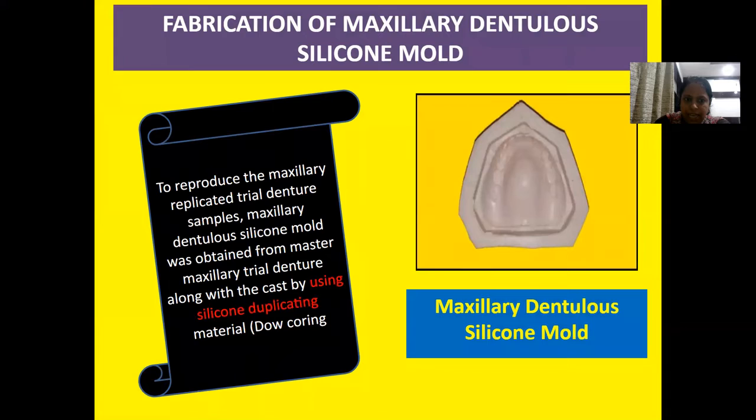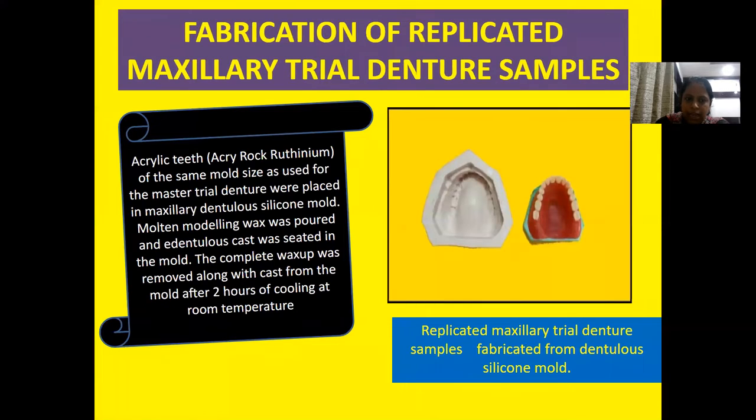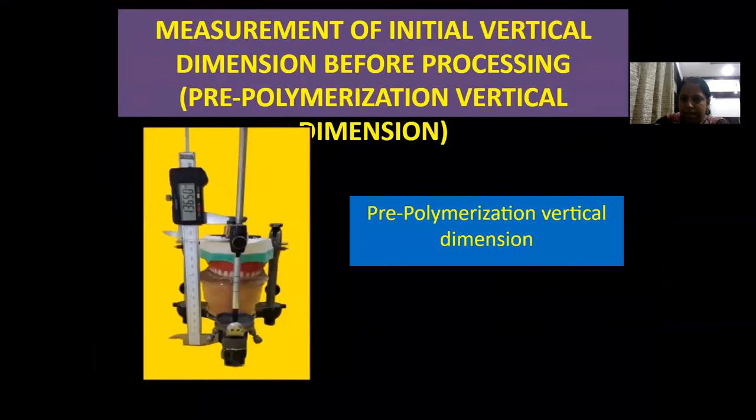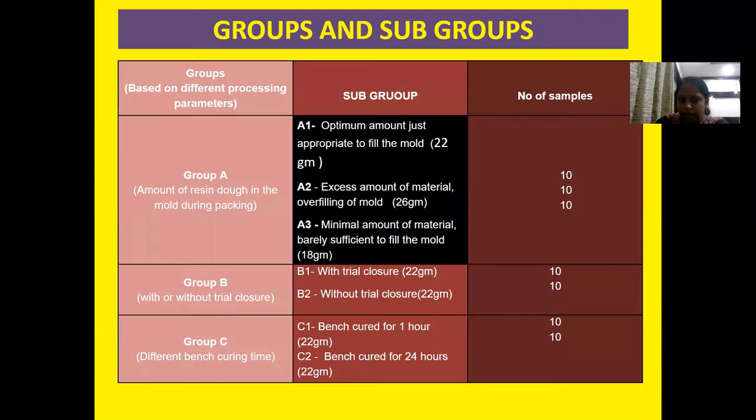Then, to reproduce the maxillary replicated trial denture samples, a maxillary dentulous silicone mold was obtained from the master maxillary trial denture along with the cast, using silicone duplicating material. After that, acrylic teeth of the same mold size as used for the master trial denture were placed in the maxillary dentulous silicone mold, molten wax was poured, and the edentulous cast was seated in the mold. The complete setup was removed along with the cast from the mold after 2 hours of setting. Then the initial vertical dimension was measured, which is considered the pre-polymerization vertical dimension.